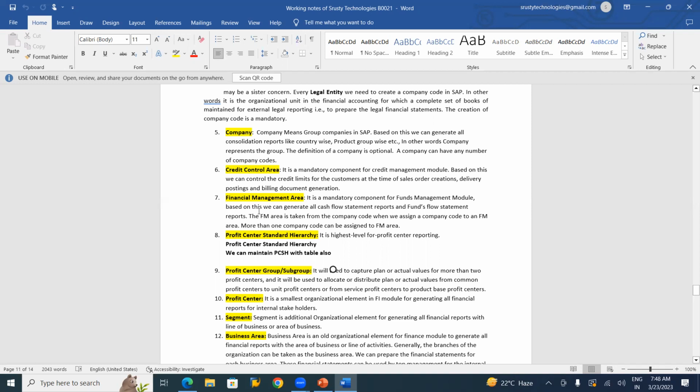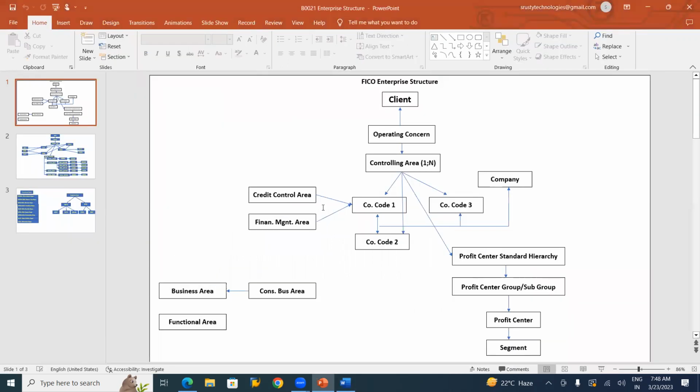Any questions here? So whenever we post an entry for a functional area, then we need to select that functional area, right? Yes, exactly. First we will create FM areas, and whatever company codes we want to use that FM area, we are going to assign to those particular company codes. Okay, got it. So as per that, it will generate the reports. Thank you. Next one. See here, credit control area also we are assigning to company codes. FM areas are also assigned to company codes.